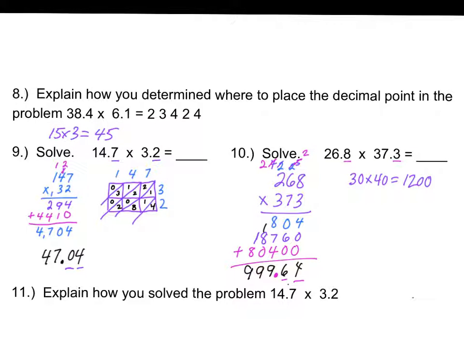Number 8, it says explain how you determine where to place a decimal point in the problem. 38 4/10 times 6 1/10. This is like a problem that we did up above or previously. So there's two options of where we'd put our decimal point.